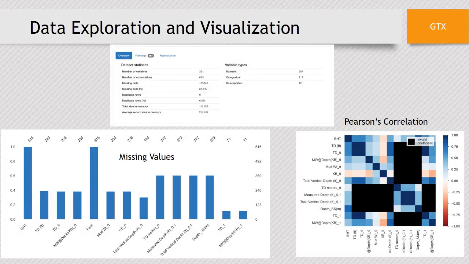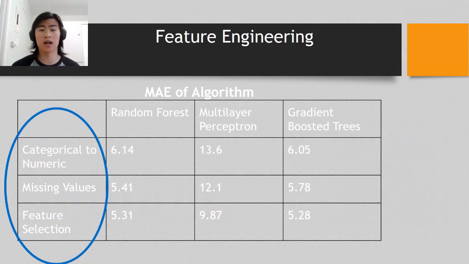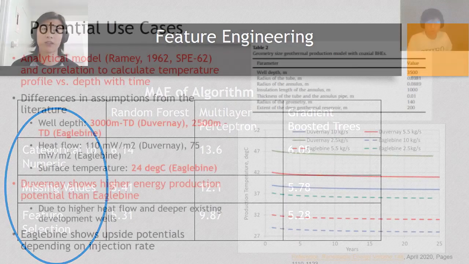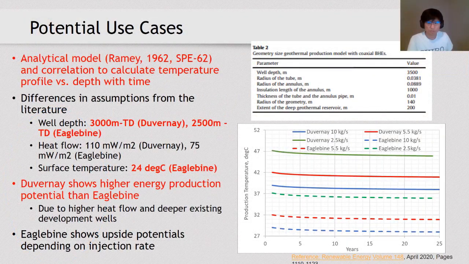Because we can see that overall the missing values is about 80%. Well, we did 3 main things. First, we changed categorical features to numeric ones, so that they just be model agnostic. Then we handle them to obtain outlet geofluid temperature with time in the right bottom figure.